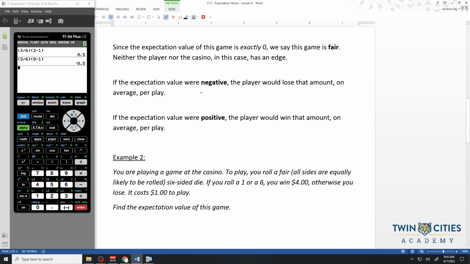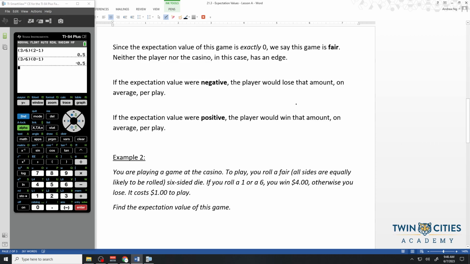If the expectation value were negative, the player would lose that amount on average per play. So if the EV ended up being negative 0.25, then I would say on average, you would lose 25 cents per play. Okay, and keep in mind that it's not each play, it's on average per play. So you may not have a specific event where you would lose 25 cents, but if you were to play 1,000 times, then the average for each of those times would be 25-cent loss.